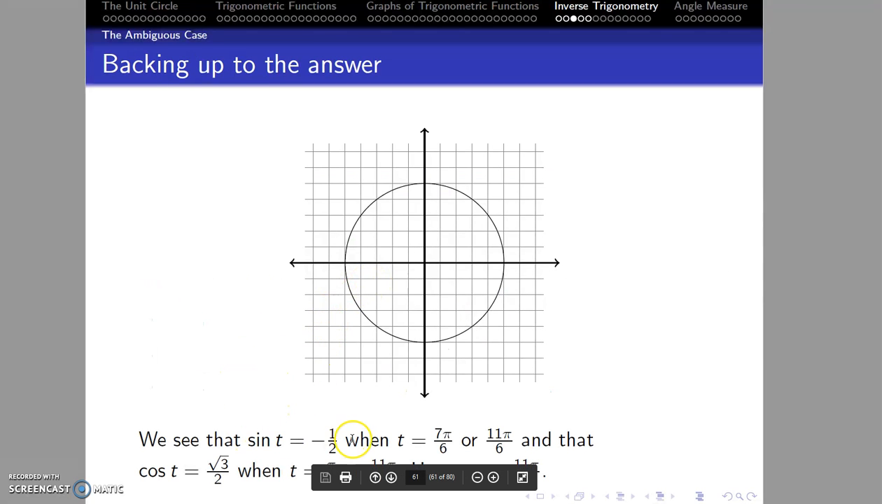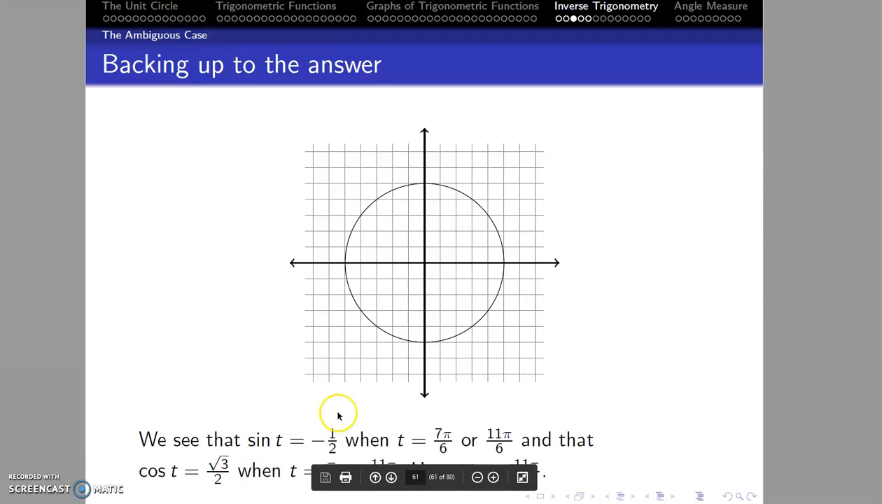So on the unit circle, sine t is negative a half in two different places. One is here, and the other is over here. The y value on the unit circle happens at two places to be negative a half. So it happens at 7 pi over 6 and 11 pi over 6, and of course, all coterminal points as well.